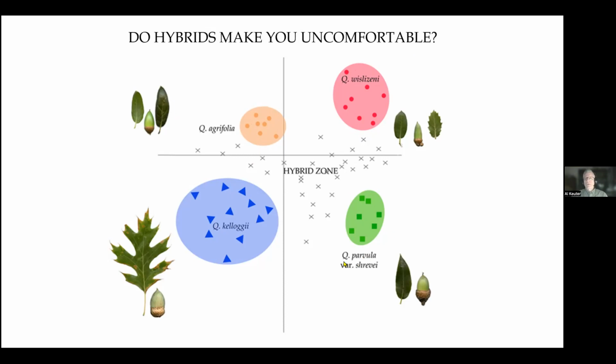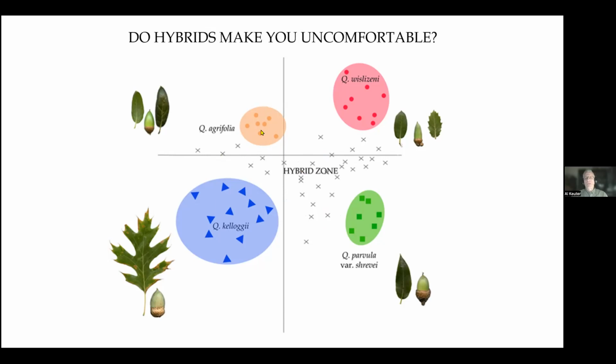Shreve oak, Quercus parvula var. shrevei, in the lower right. Well, guess what? These very clear-cut examples of what these things are don't include all these little X's. And all these little X's actually outnumber the actual specimens that are easy to identify and represent all the hybrids, all the hybridization within this group.